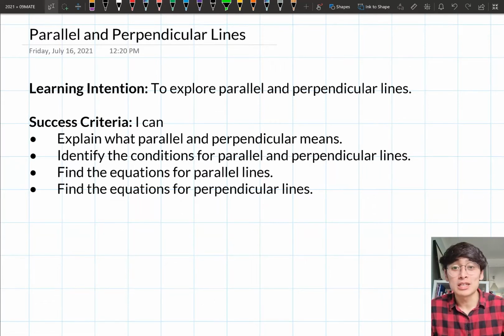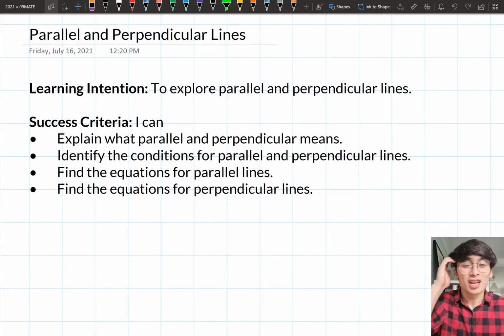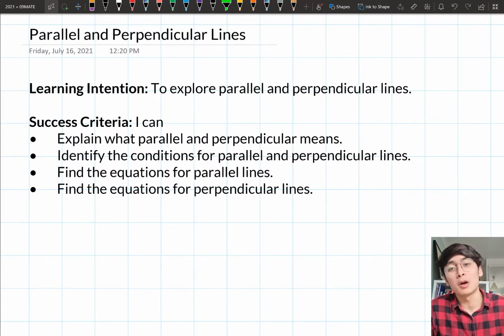In today's lesson we're continuing with looking at linear relationships and we're back to looking at regular lines on a Cartesian plane, not just line segments that we looked at last lesson. Now in today's lesson we're going to be talking about parallel and perpendicular lines.